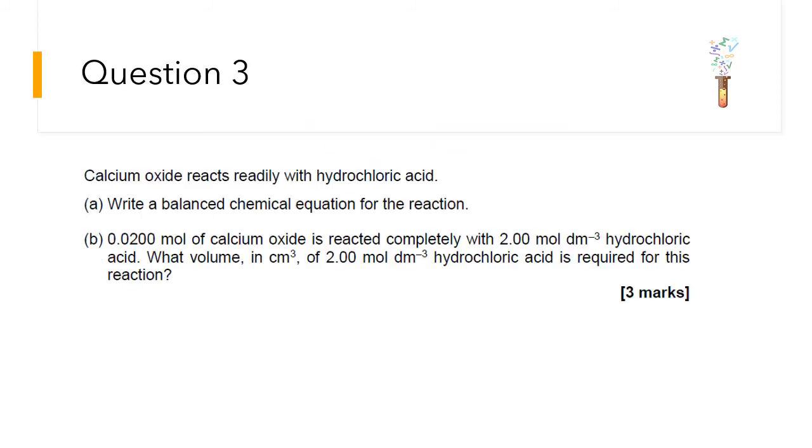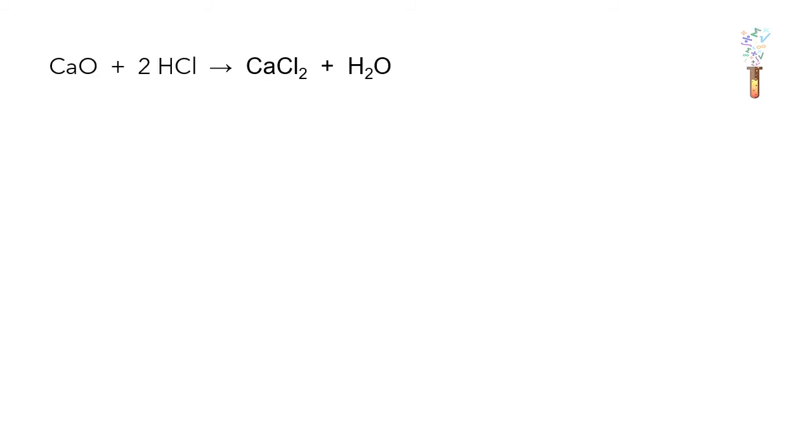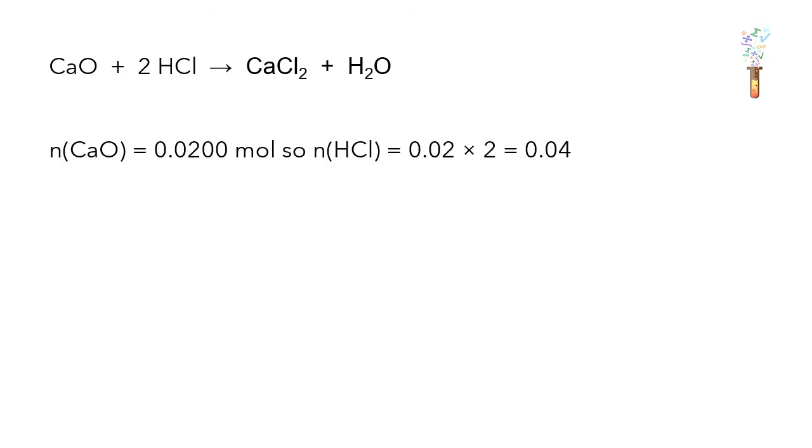Look back at the other part of the question. We've got a number of moles of calcium oxide and a concentration of hydrochloric acid, and we're being asked what volume is needed. So the number of moles of calcium oxide was given to us, but the question is about hydrochloric acid, so we need to know how many moles of hydrochloric acid we've got, and the ratio is 1 to 2, so we need to double it to find the number of moles of hydrochloric acid.